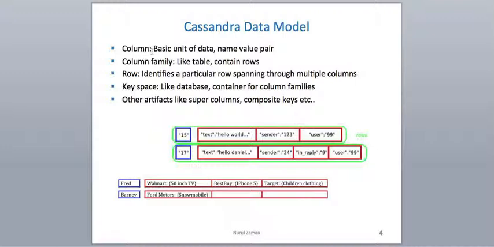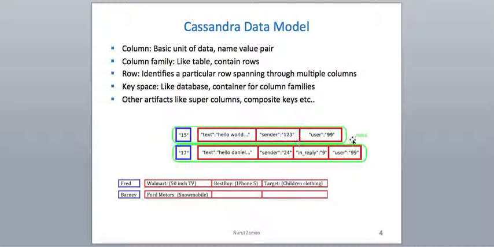So the basic unit of data is a name value pair, which is referred to as a column. So for example, over here, text is the name and hello world is the value, standard is the name, 123 is the value, user is the name, 99 is the value. All these columns strung together create a column family. And for this column family, this row is identified by a row key.